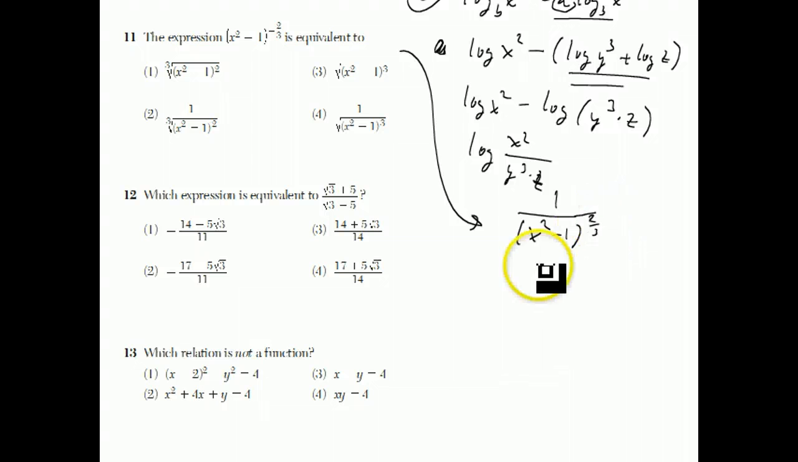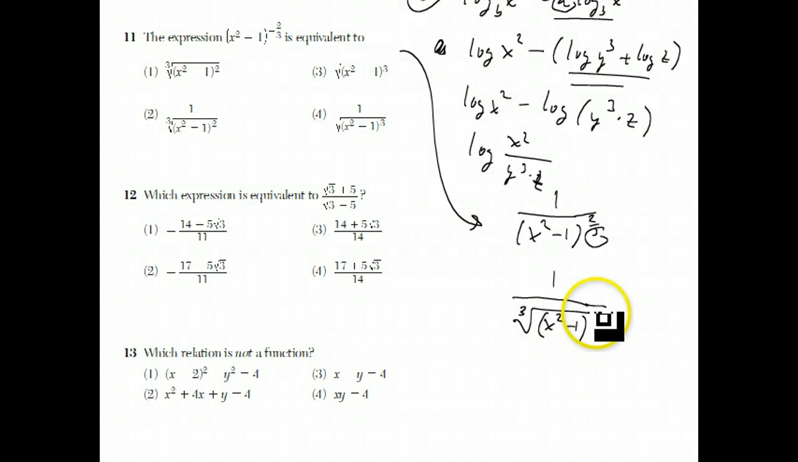Now, fractional exponents, we make a radical sign. This number goes on the outside there, so it's cube root. You put x squared minus 1 there. Now you can either put the 2 out here or inside the radical. It's right either way. And notice the answer choices have it inside. And that's why the answer to this one, cube root of x squared, is choice 2.